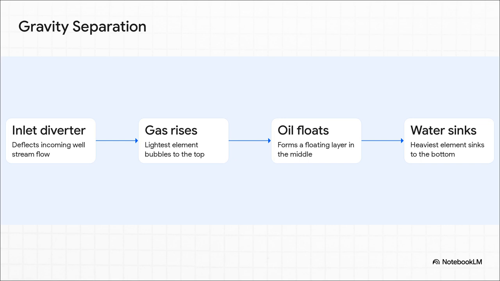And this brilliantly illustrates the elegant physics inside the platform's most vital organ, the production separator. The turbulent well stream crashes into an inlet diverter, which breaks its momentum. Then simple gravity just takes over. The lightest element, the gas, bubbles up to the top. The oil forms a floating layer right in the middle, and the heaviest element, the water, sinks straight to the bottom. Each is then cleanly piped out through its own dedicated line.